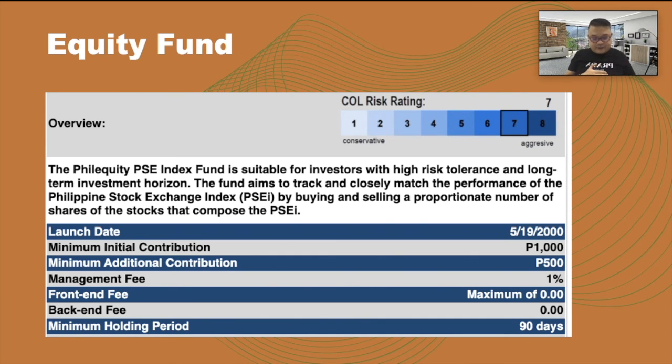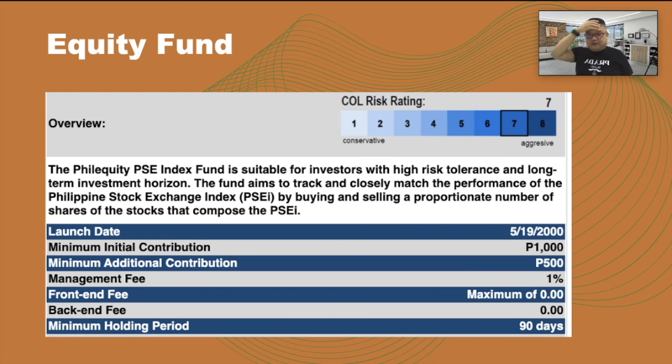In 20 years, no? Kumita siya cumulatively 348%. And the PSE index earned 296. So difference of 51%. That's for 20 years. So na-outperform niya yung index, yung kanyang bine-benchmark.